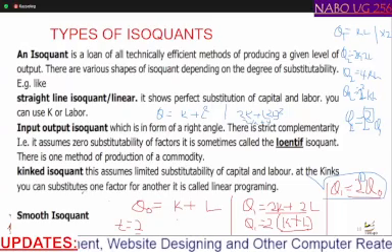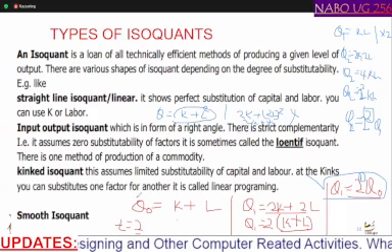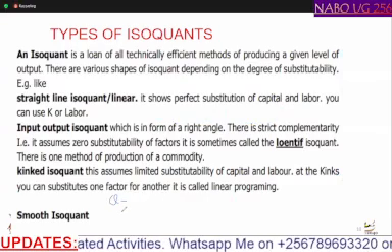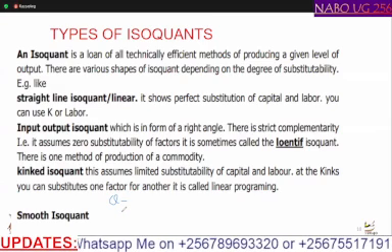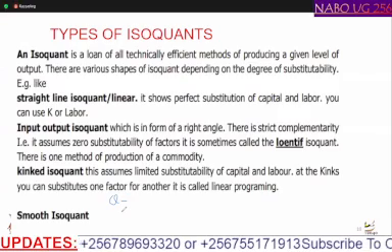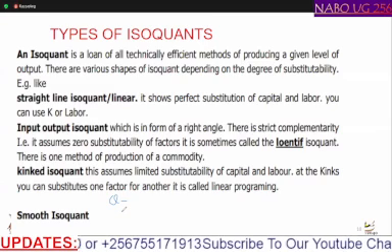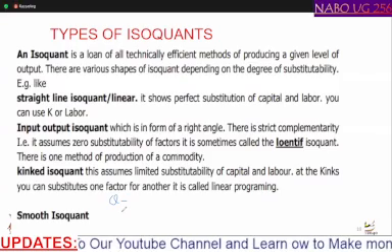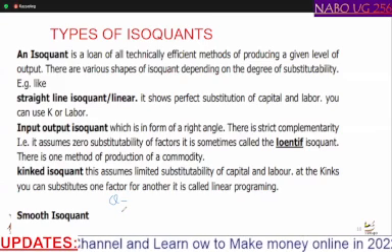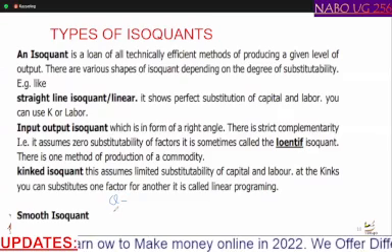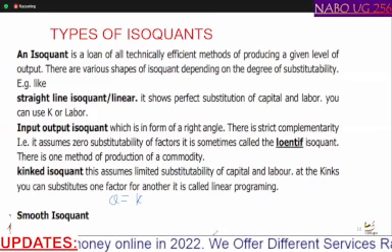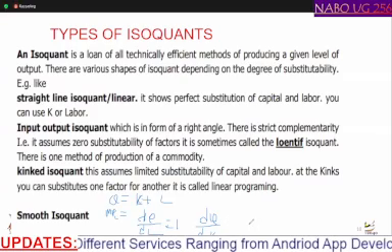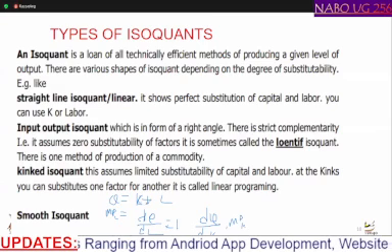Let me first clear. Q is equal to K plus L, which is homogeneous of degree 1. The derivative with respect to K, which is the marginal product of capital, is equal to 1 also, if you differentiate this.